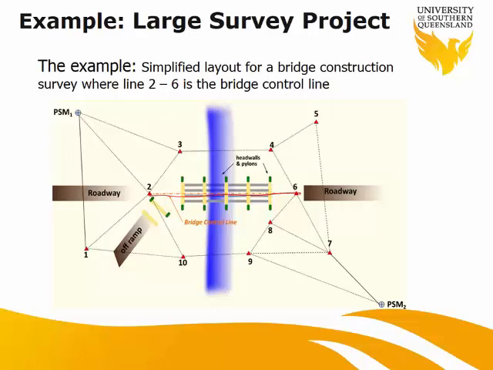The other points we can see: we have two PSMs, 1 and 2, and then we have bridge controls 1 to 10. So how we're going to design them is very complicated, so we have to know which area we want to put them.